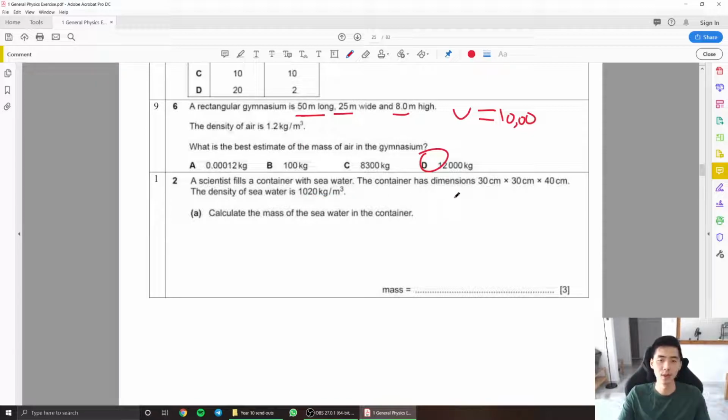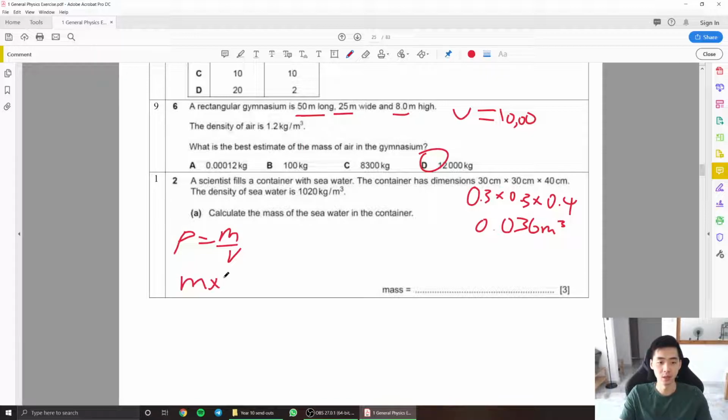Now I do want to highlight one thing, guys. You should notice when you're doing the calculation that this is all in cm and this is in meters cube. Meaning to say you either change this all into meters or you change this into cm cube. Of course, I would choose to change it all into meters, which will be 0.3 multiplied by 0.3 multiplied by 0.4. Press that into the calculator. The volume here would have been 0.036 meters cube.